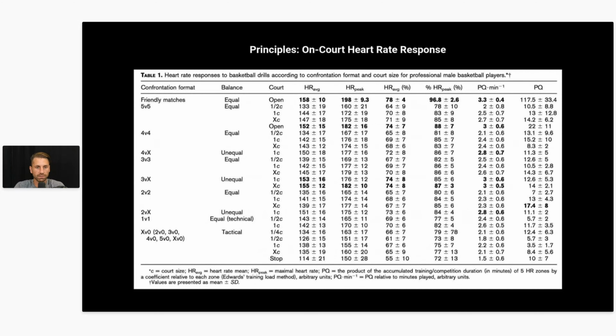This is another great graphic. We're talking here a little bit more about research. So far, we've been talking a lot about drill design, exercise design, more physical outputs. But it's important we talk about the physiological response. This is a research article that looked at different types of basketball activities. On the left-hand side, it progresses from friendly matches all the way down to 1v1. And this is in basketball.